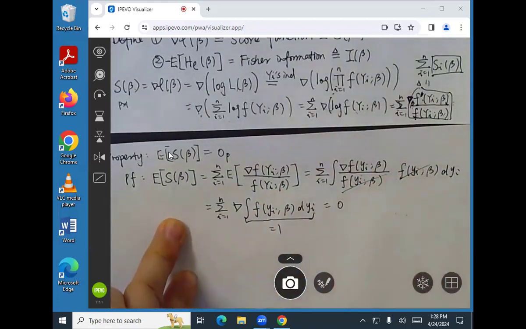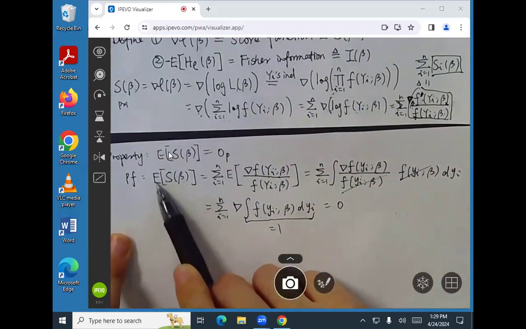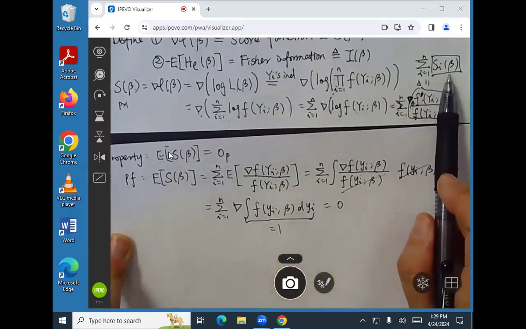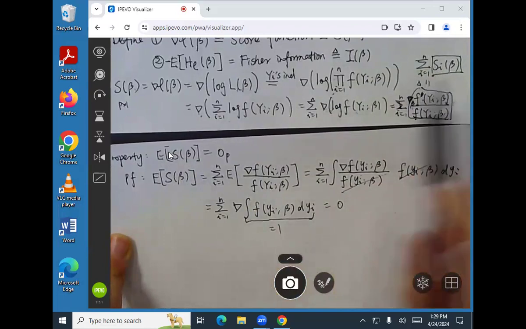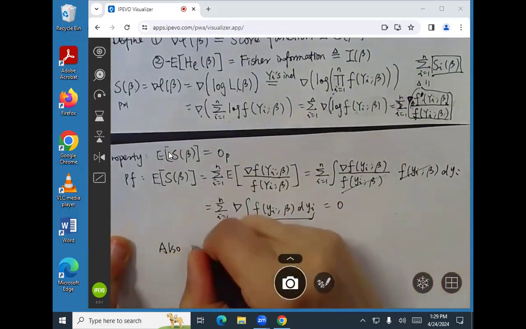Okay, so for this property, we'll see how it can be useful for other uses. And also, we can similarly prove not just that S(beta) has expectation 0, but what we have over here for s_i(beta), the elements inside the sum, they also have expectation 0 by the same proof.